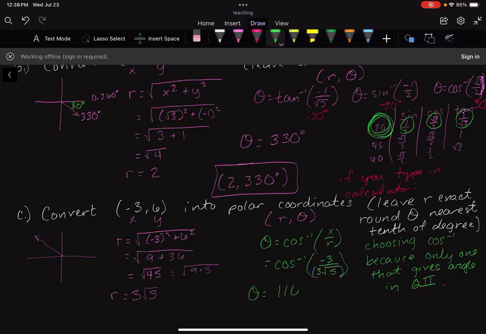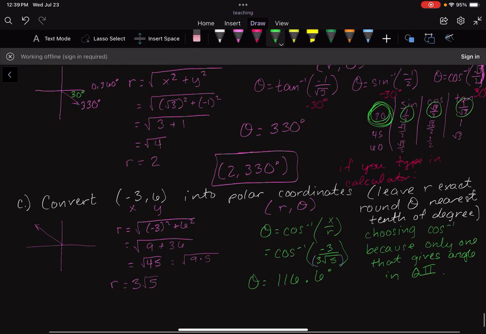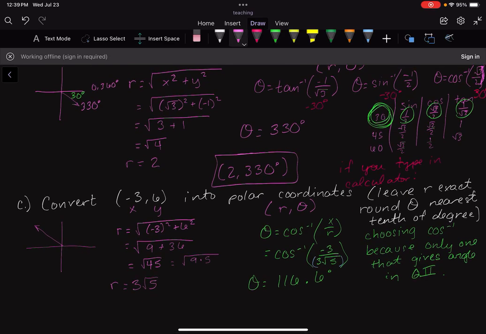Your answer here is 116.6 degrees. So my final answer for this one is 3 root 5, comma 116.6. And again, if you just wrote it as root 45 instead of 3 root 5, that is okay with me. It's really not a big deal.